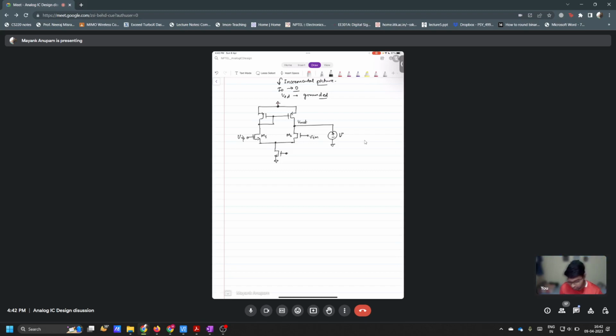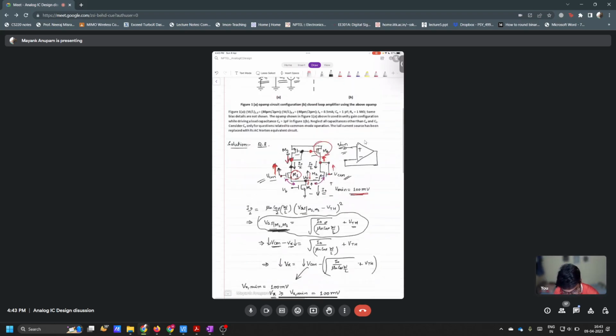Yes, sir. Sir, I have one last doubt. Like in a unity buffer also, how do we exactly decide which input is to be taken as minus in inverting and which is to be taken as non-inverting input? Well, this is like asking, after the whole Ramayana, who was Ram and who was Sita.